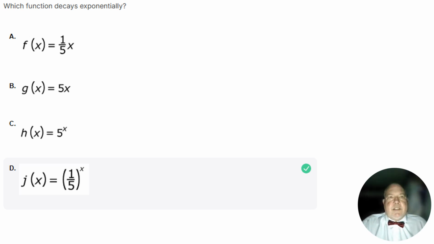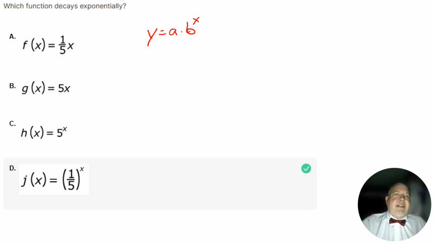We're being asked which function decays exponentially. So first of all, let's talk about an exponential function. The standard form of an exponential function is y equals a times b to the x power. That's an exponential function. So how do we tell if it's a growth function versus a decay function?